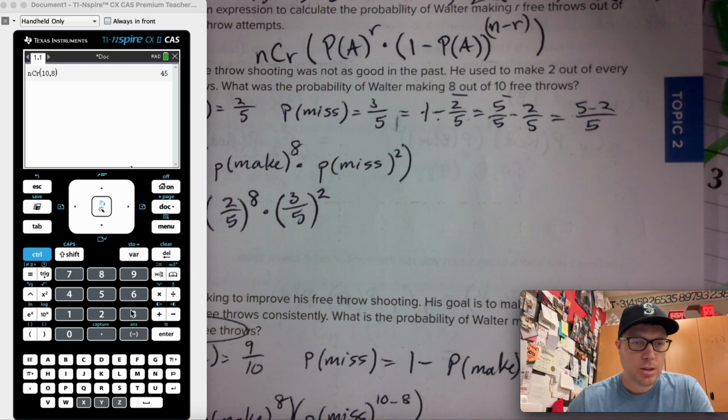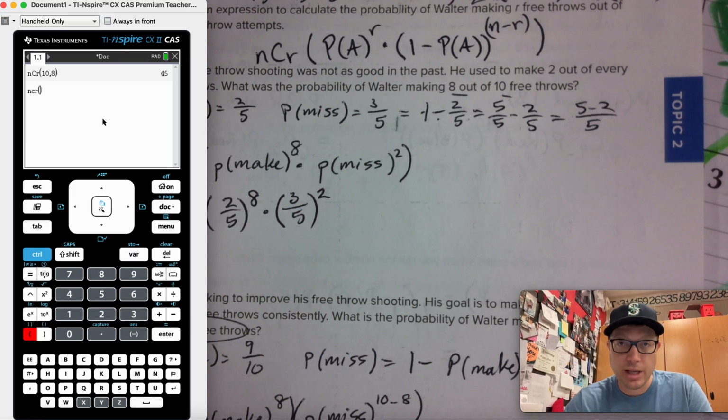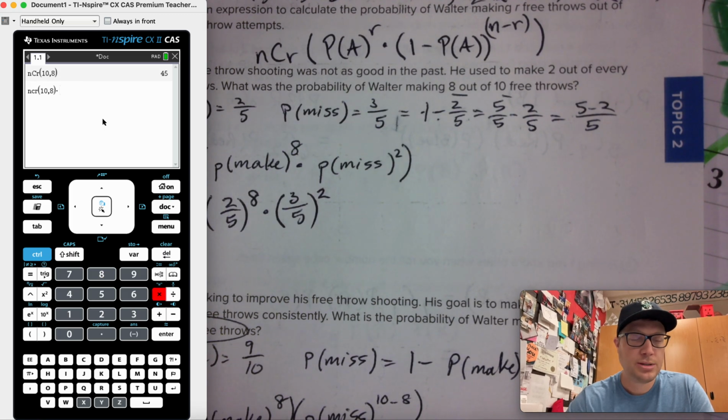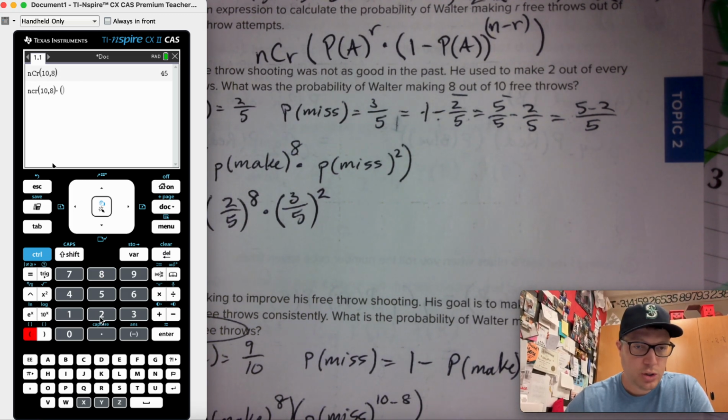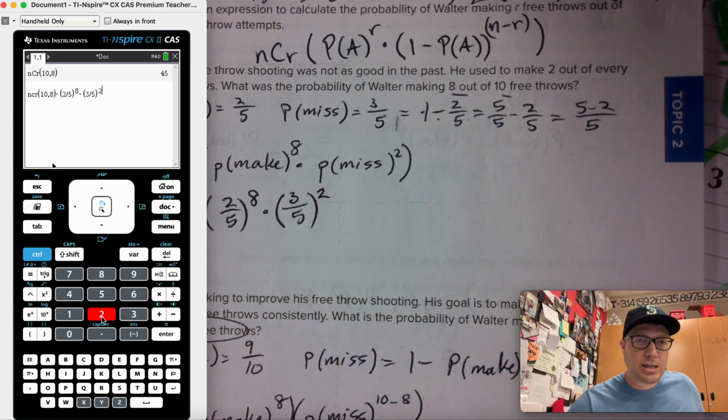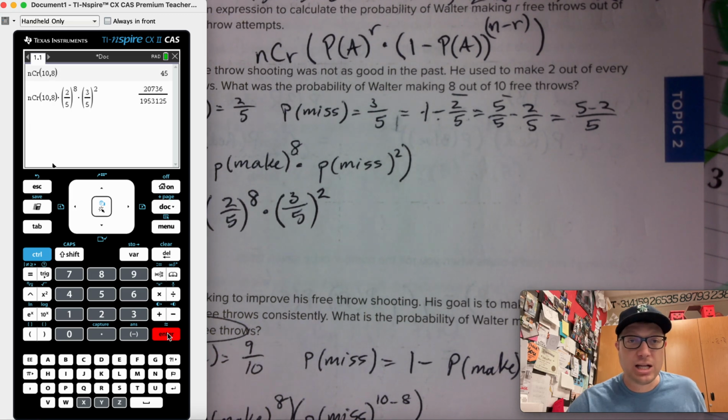Okay. So nCr, I can just straight type that. nCr from the keypad: 10 choose 8, comma, there we go, times 2/5 to the 8th power, move over, times 3/5 to the 2nd power, and whoa, that's a crazy large fraction. Thank you very much, sorry about that.